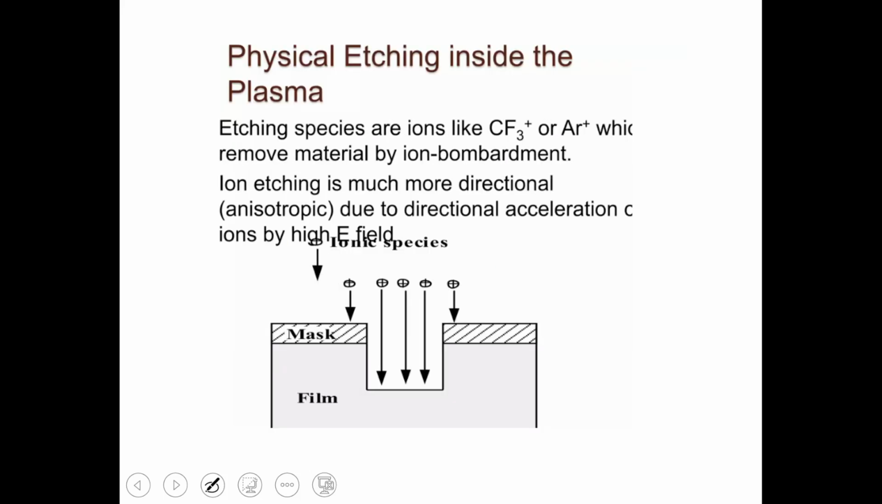So, physical etching inside the plasma. Etching species are ions like CF3+ or argon, which remove material by ion bombardment. So this is the film, this is the mask, and the ions will bombard here. Through the ion bombardment we can remove the positive photoresist, and our pattern will be transferred.